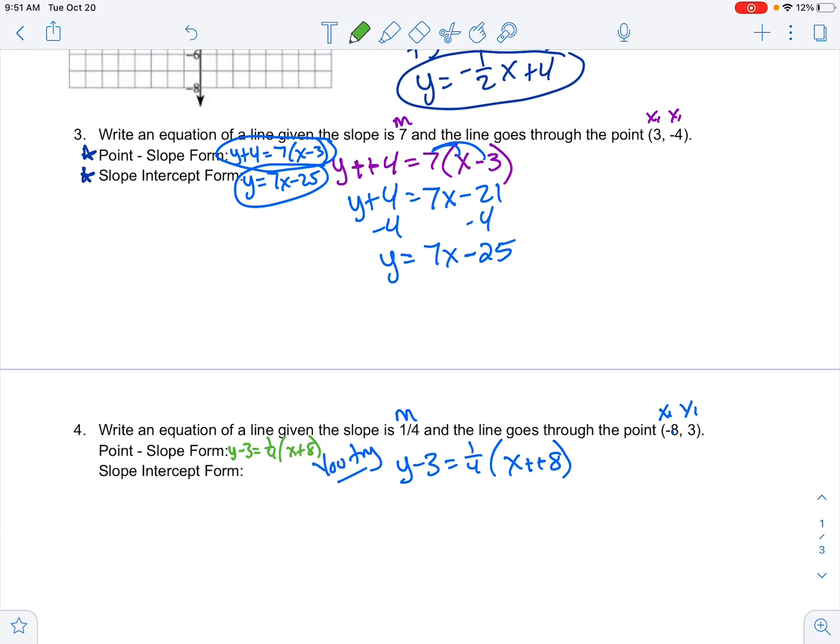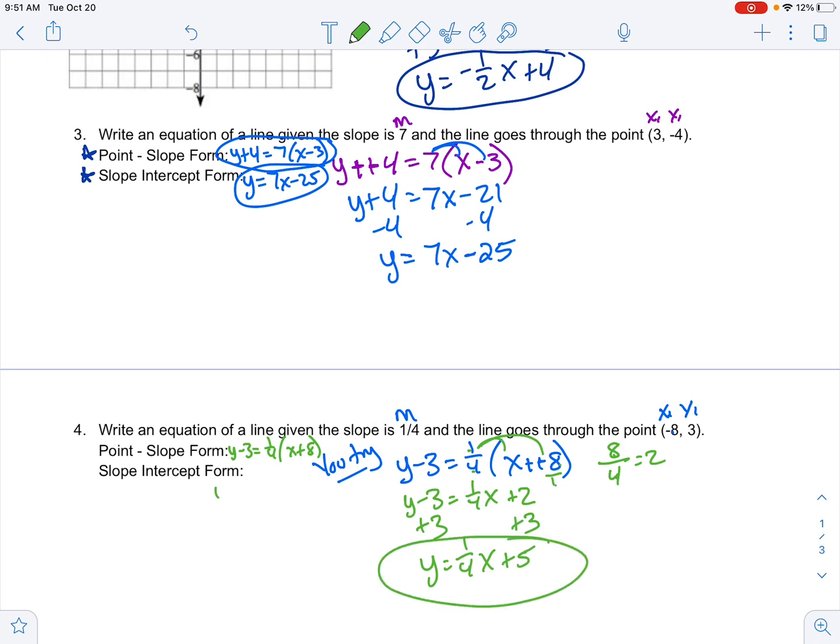All right, and then we're going to solve down. I'll help you with the fraction. Let's walk through that. So we're going to distribute that 1/4. So we have y minus 3 equals 1/4 x. That one's not too bad. And then we have 1/4 of 8. Okay, so 1 times 8 is 8. That 8's technically over 1, so 4 times 1 is 4. 8 divided by 4 is 2. And then I'm going to add 3 to both sides. Remember, we always want our slope written as a fraction. So this would be your slope intercept form: y equals 1/4 x plus 5.